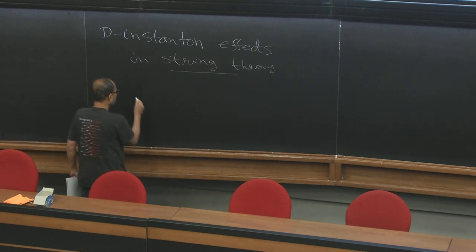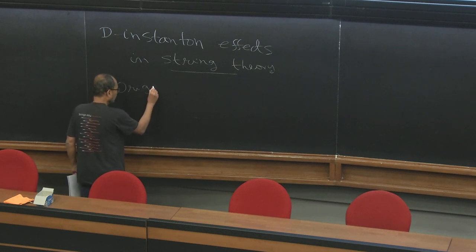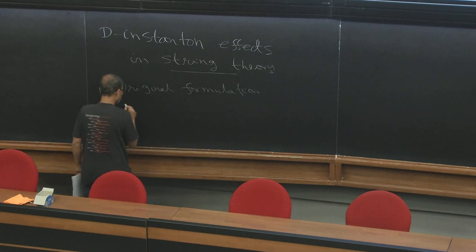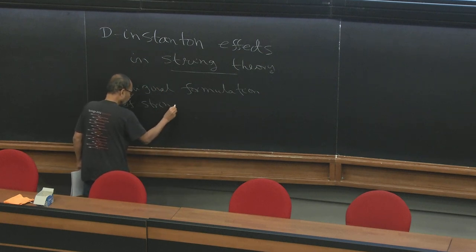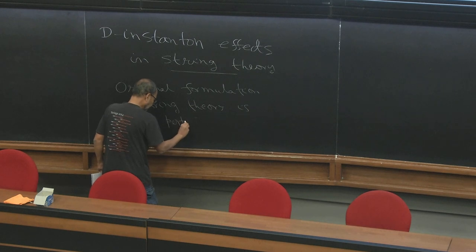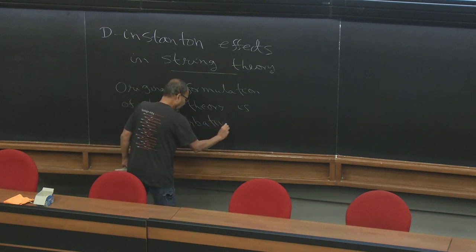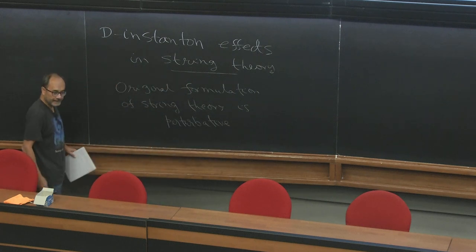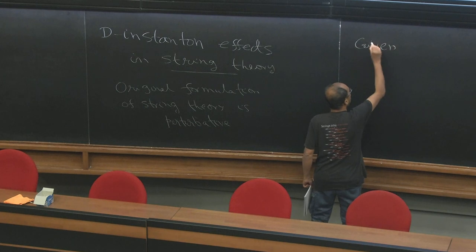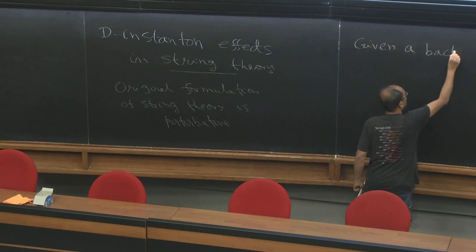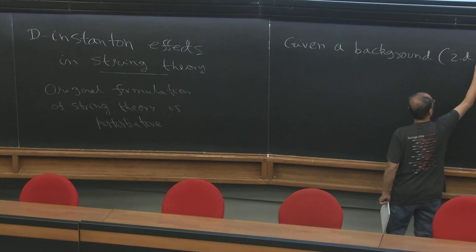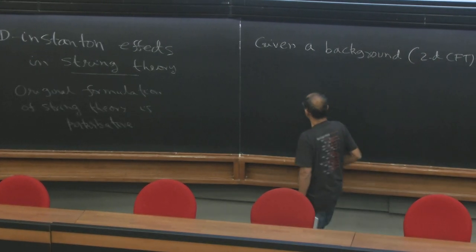So the original formulation of string theory was perturbative, which means that we have an algorithm to generate a perturbation expansion of various quantities. So in particular, if you are given some background, and this background is given in the form of a 2D CFT, or you can think of this also as a compactification.